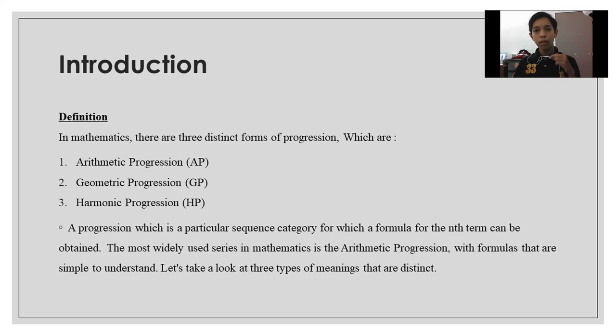In mathematics, there are three distinct forms of progression, which are arithmetic progression, geometric progression, and harmonic progression. A progression is a particular sequence category for which a formula for the nth term can be obtained. The most widely used series in mathematics is the arithmetic progression. The formulas are simple to understand, so let's take a look at three distinct definitions.